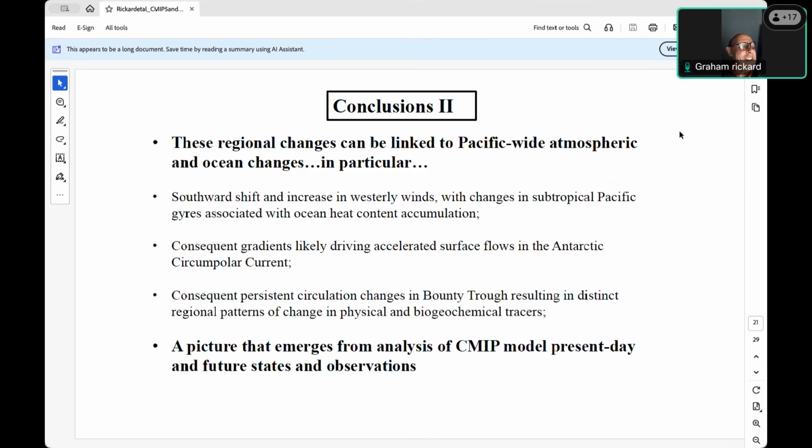Next one, please. Thanks. And as I say, these regional changes can be linked to Pacific-wide atmospheric and ocean changes. In particular, the southward shifts associated with the winds, and the consequent gradients that seem to be driving the circulation patterns that we see. And this picture has emerged from analysis of CMIP models using present day and future states and observations. So like we say, we've been building this picture over 10 years and it was relevant that it turned up.